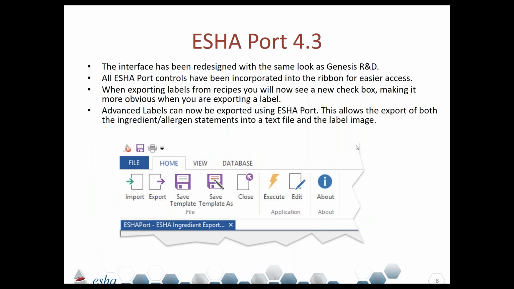We're going to be working with ESHA Port version 4.3 today. ESHA Port 4.3 has been updated so that the interface looks more like what the current versions of Genesis R&D look like. All of the controls have been pulled out of the floating windows, or out of the window boxes, into the ribbon for easier access. And a few of those functions have been renamed to be a little more obvious of exactly what they do. We've added a few new features, like advanced labels being able to be exported in ESHA Port now. Also, as I mentioned a few moments ago, the templates that are available to be imported using ESHA Port.